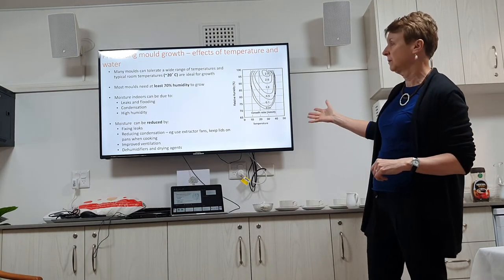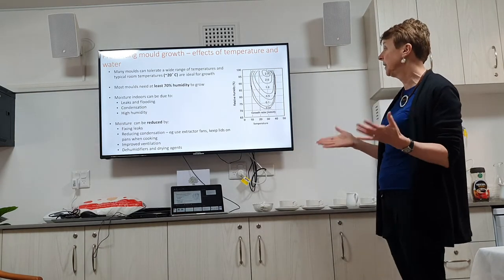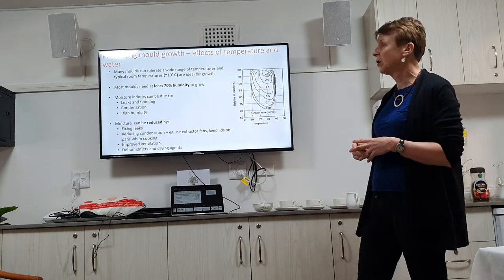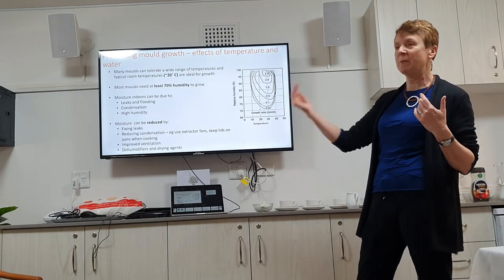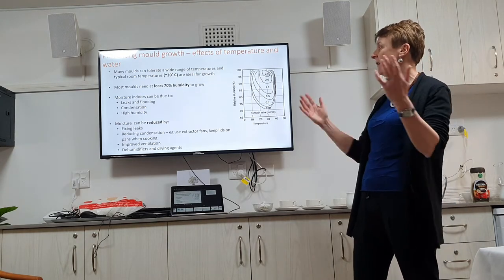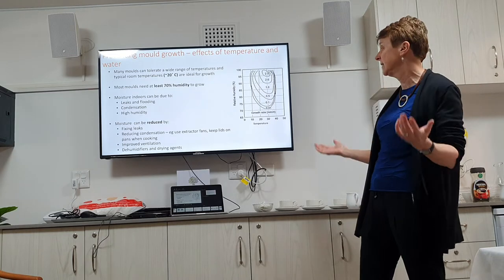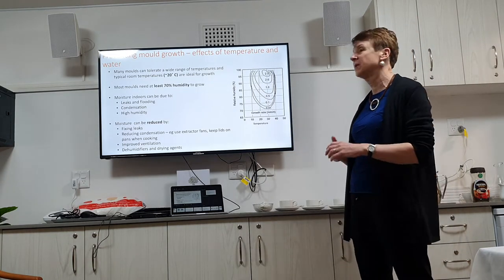Obviously we can fix any leaks. We can try and keep condensation down to a minimum. We can try and improve ventilation, but sometimes ventilation doesn't help. If it's just as damp outside as it is inside, it doesn't really help that much. But trying to move the air around can certainly help. So fans can help, and dehumidifiers can help, as well as those sort of drying agents.